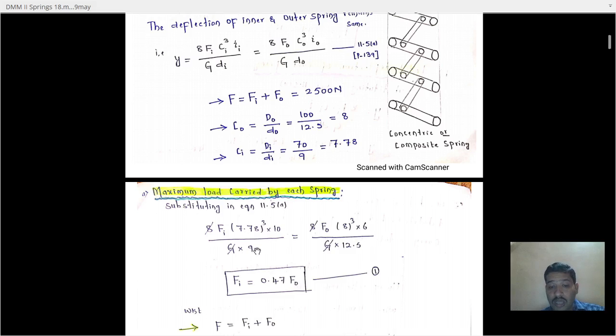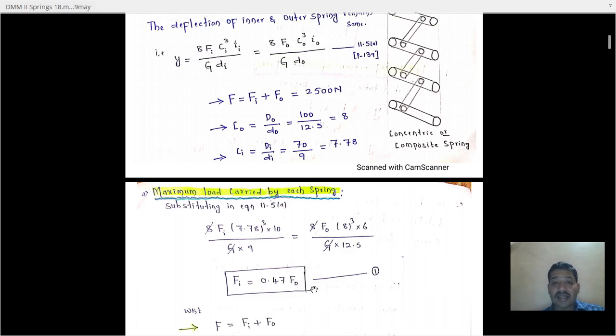Again you need to cross multiply these terms. So here 8 cube into 6 into 9 divided by 7.78 whole cube into 10 into 12.5. If you divide this whole value, then you will get the answer 0.47 Fo.